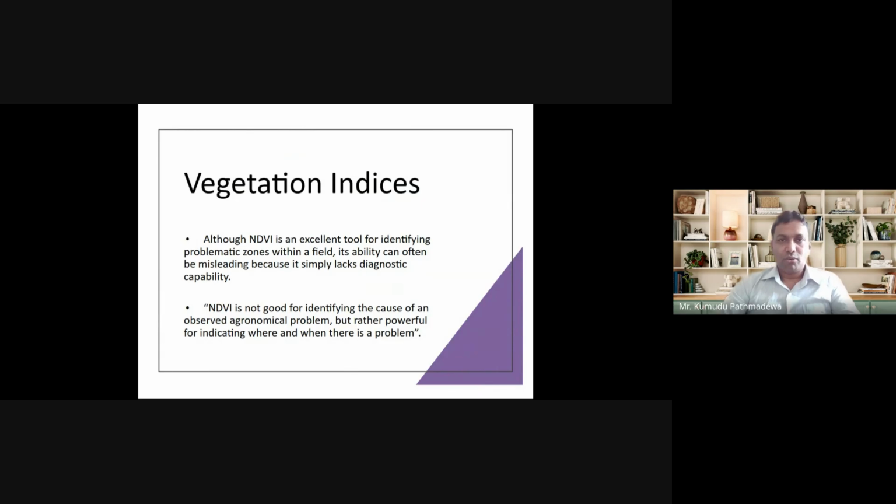Although NDVI is a powerful tool, it has limitations also. It shows where a problem exists, but not the cause. For example, a low NDVI value, like the image we have seen earlier, could be due to drought, disease, or nutrient deficiency. Therefore, NDVI is excellent for detection, but not for diagnosis. So we have to be mindful of that.